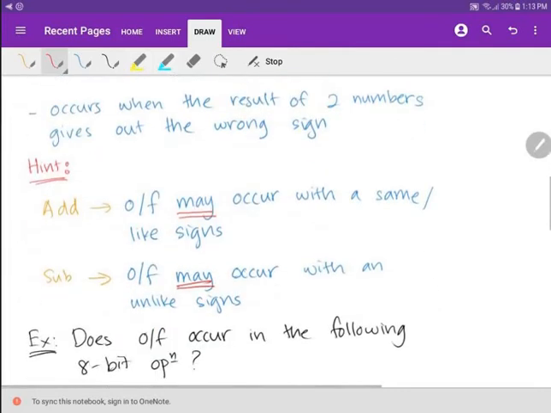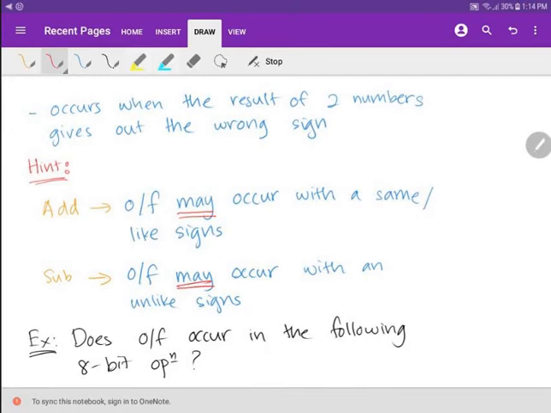So there's a hint which I have given here. In addition, overflow may occur with the same or like sign, which means if you're adding 2 positive numbers or 2 negative numbers, there are possibilities of getting an overflow. But if you are adding unlike signs, positive with negative or negative with positive, it is impossible to get overflow. I didn't write that part, so this is where you should write your own notes.